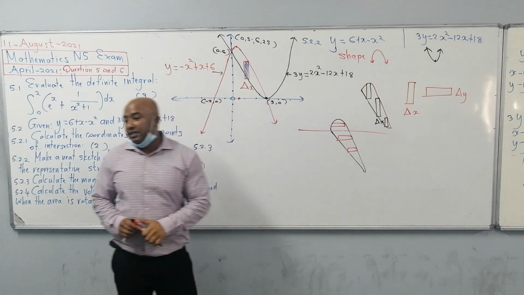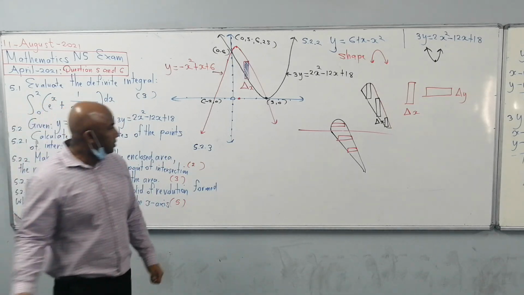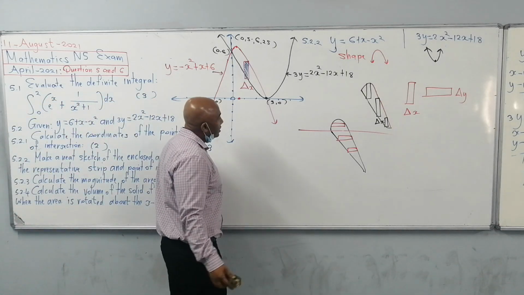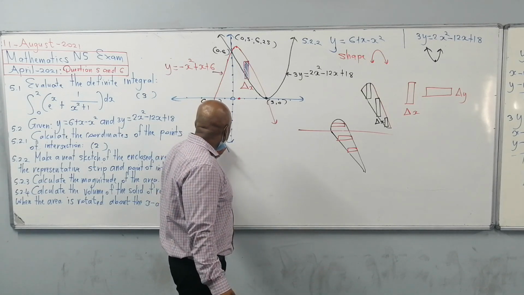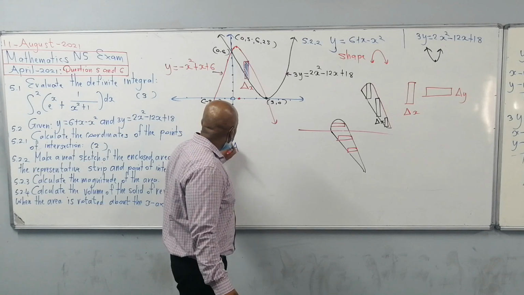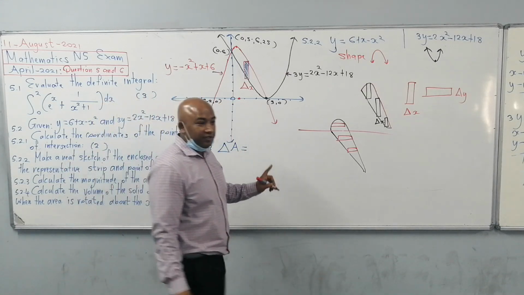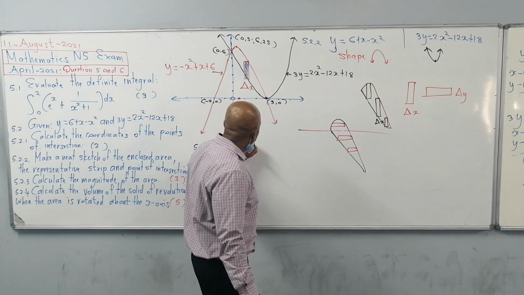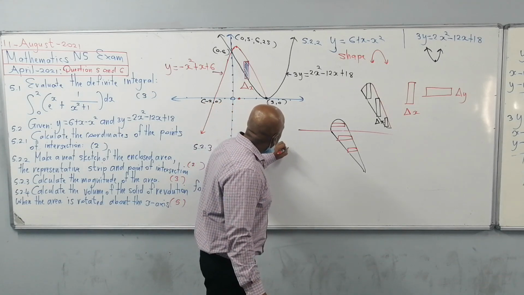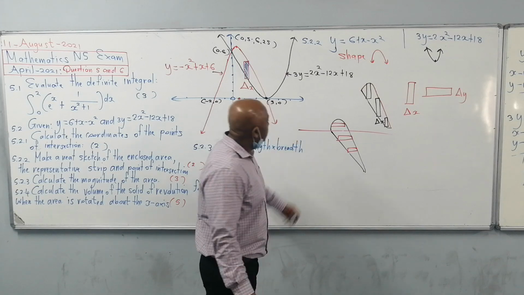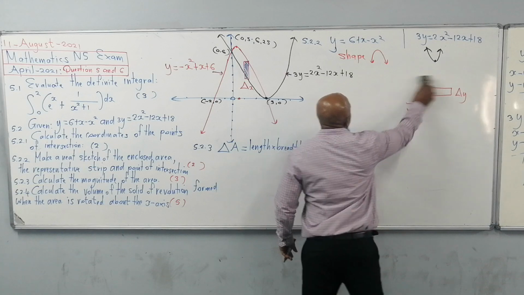Calculate the magnitude of the area. So what do we know? We know that area, delta A, is equal to length times breadth of a representative rectangle. So I'm going to go length times breadth. Let's check now. What's the length and what's the breadth?